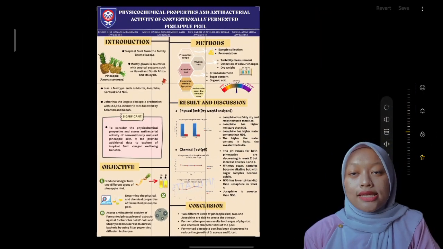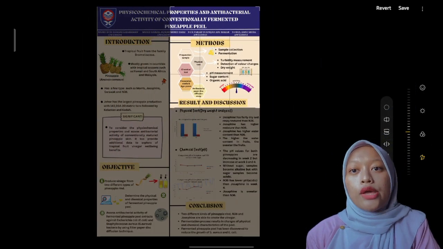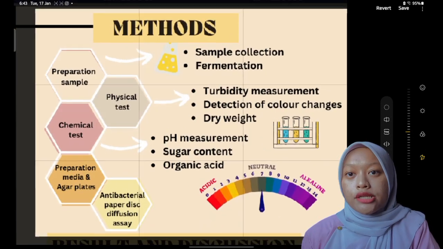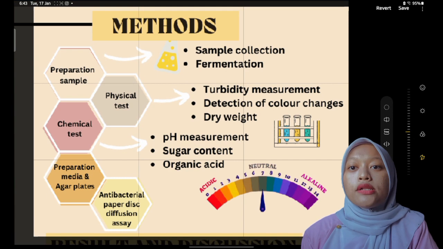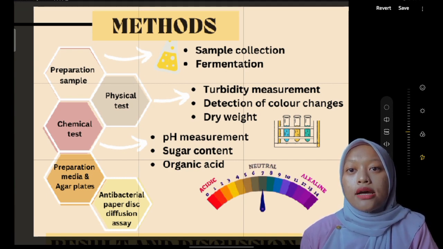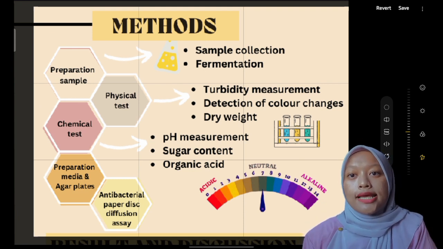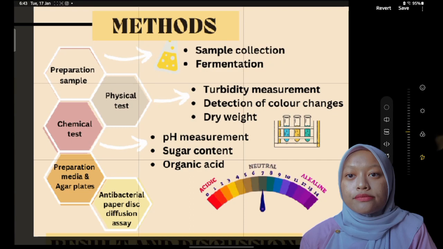In carrying out this study, there are 5 main methods used. I will explain the method clearly, one by one. The first is sample preparation. There are two methods, which are sample collection and fermentation. The pineapples obtained from Parit Tengah Rengit were peeled using a knife. The sample of this study was collected periodically for a month.